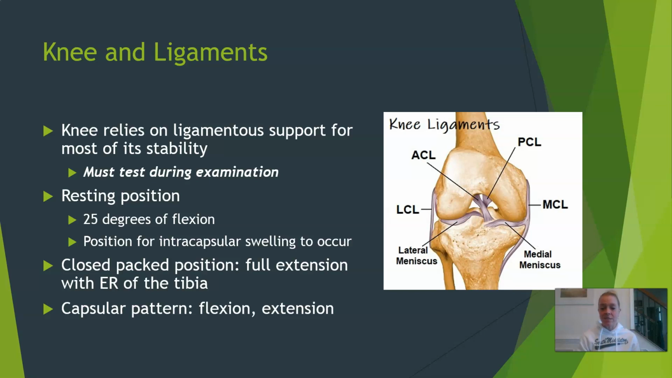Open pack means that there's some space between the bones. Closed pack would be full extension of the knee, where the bones are as close as they possibly can to one another. So this is why people will tend to flex their knee a little bit following injury and following surgery, because it's a little bit more comfortable position. The capsular pattern for the knee is going to be flexion is usually limited first, and more so than extension.